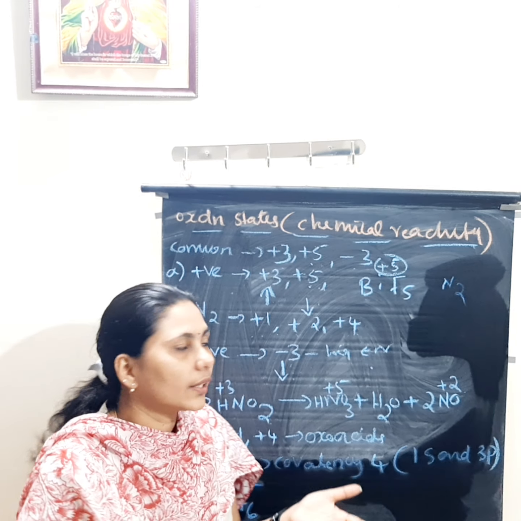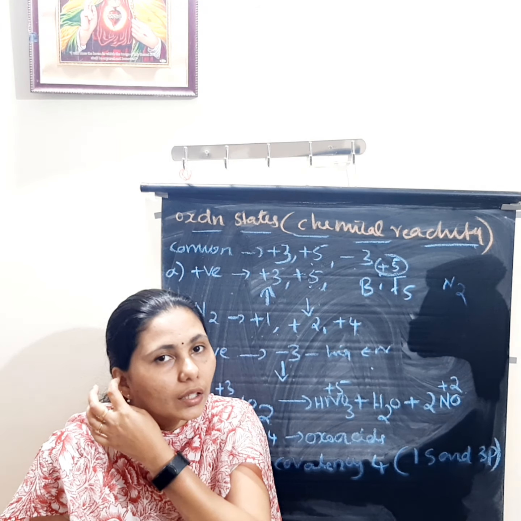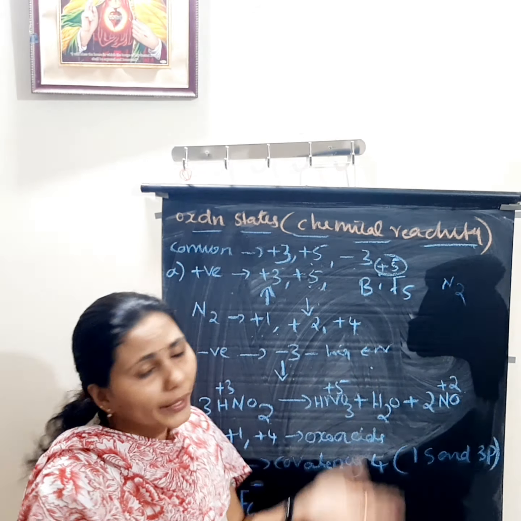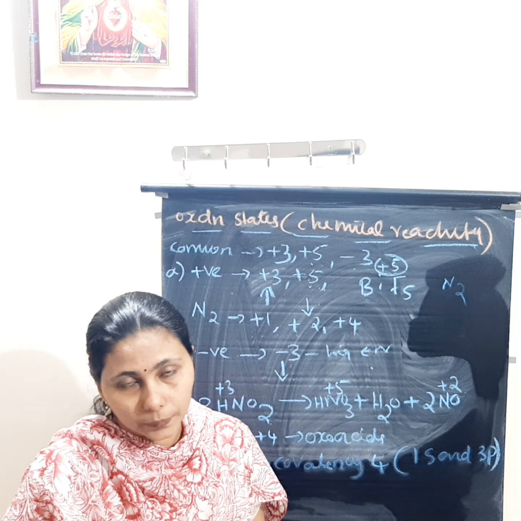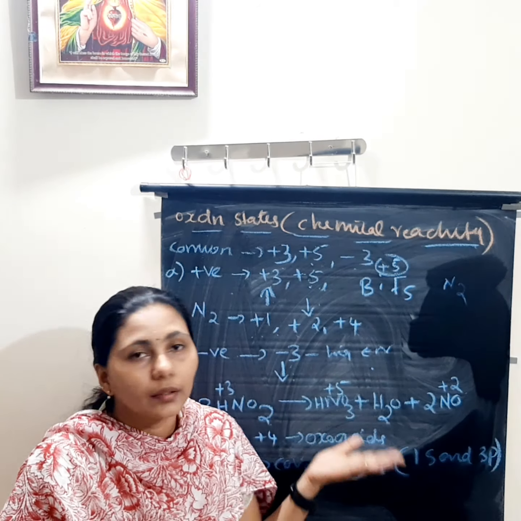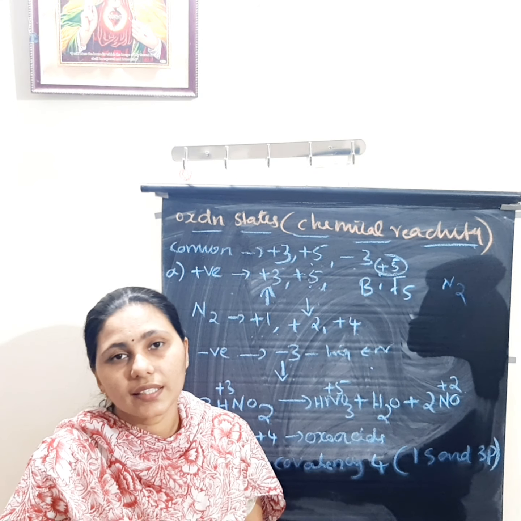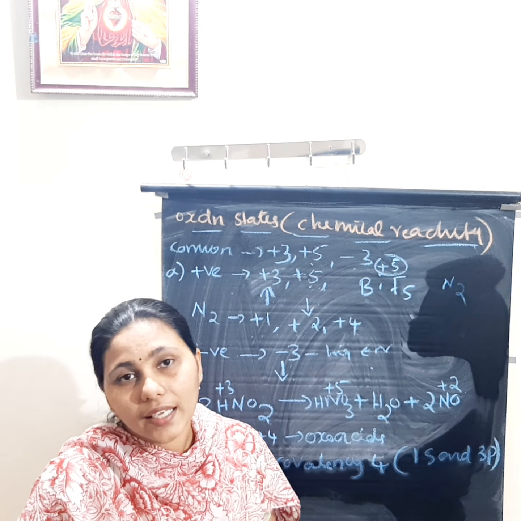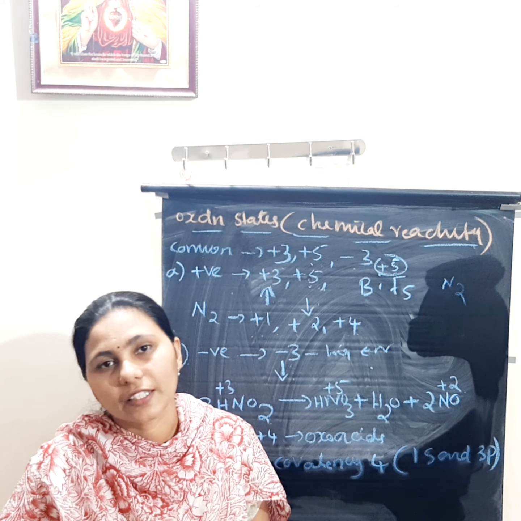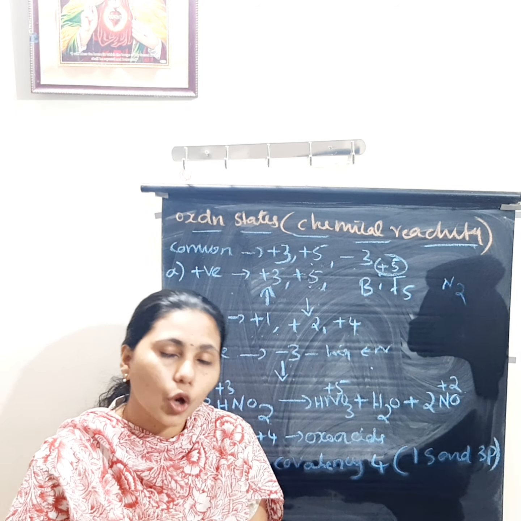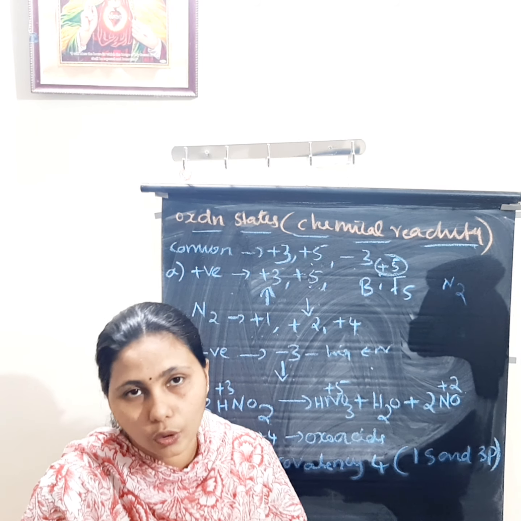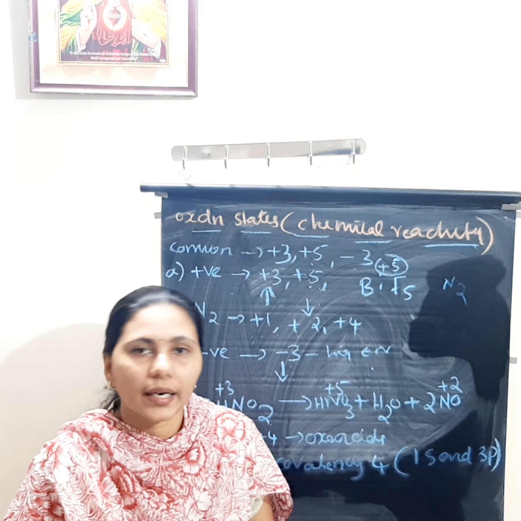Electronegativity decreases down the group. This group contains metals, metalloids, and non-metals. Metals, non-metals, and metalloids are there. Metalloids means semiconductors.